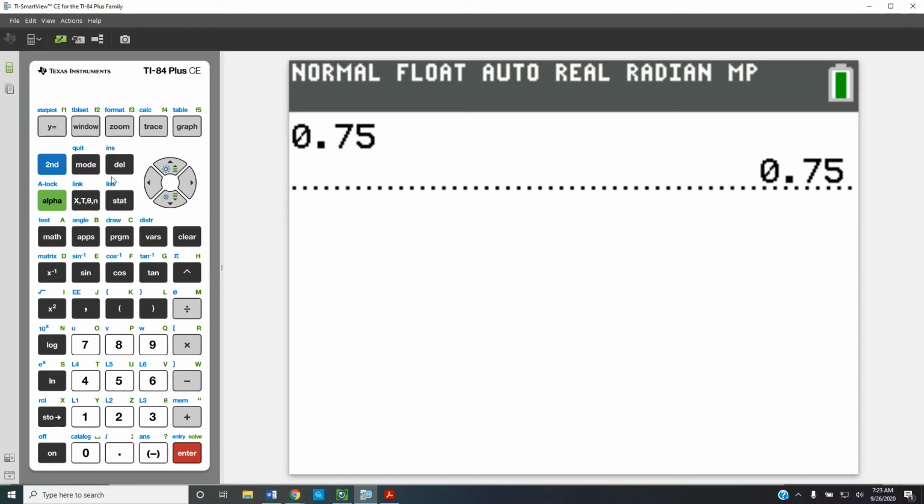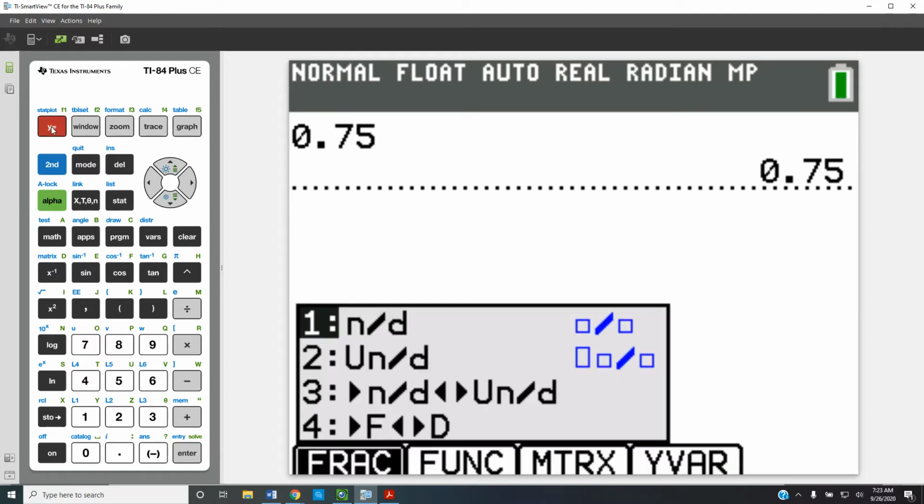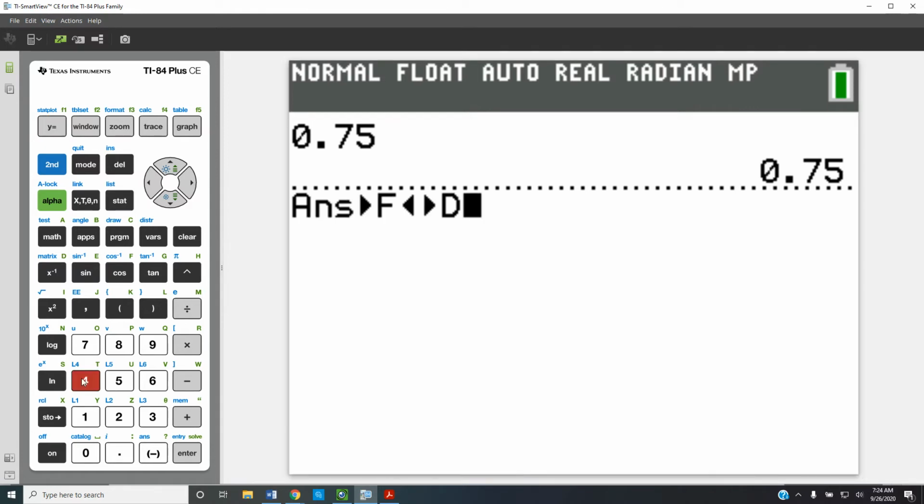There are two places to do this. I'll show you both. One, alpha y equal. You've already been here. If you look at number 4, it says fraction to decimal, FD or DF. It'll go either direction. Hit number 4. So it's saying, I'm going to take your fraction and turn it into a decimal, or take your decimal and turn it into a fraction. Hit enter, and 3/4.